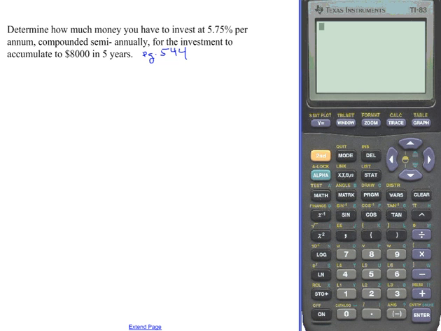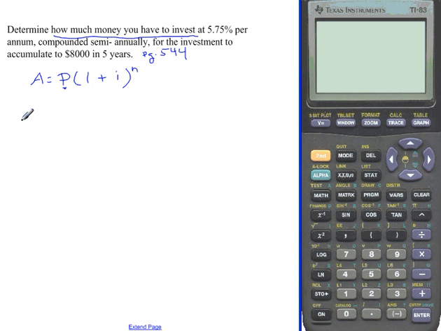So we write out our formula, which is A equals P times 1 plus I to the power of n, where A is the accumulated amount, so the amount that we have in the future, P is the principal, what you start with, I is the interest rate, and n is the number of compounding periods. So what we're solving for in this case is we want to know how much money we had to invest. So this means we're looking for P, our starting amount.